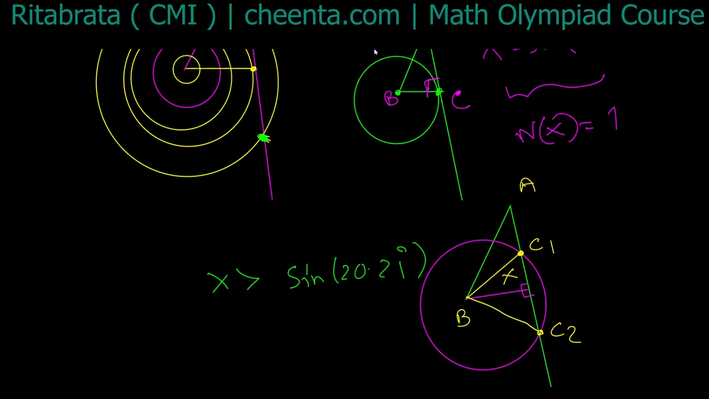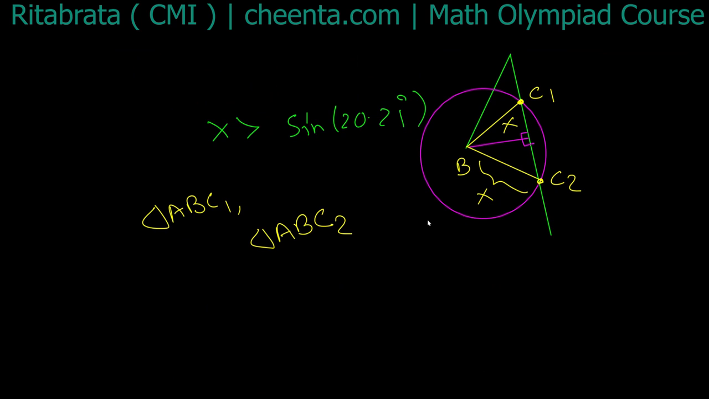So triangle ABC1 and triangle ABC2 are both triangles having the desired properties, and they are not congruent. You can easily see that, because triangle ABC2 is much bigger and triangle ABC1 is contained in it. No triangle is congruent to any triangle contained inside it, because their sizes are different. So for any x greater than sine of 20.21 degree, my n of x is exactly 2.